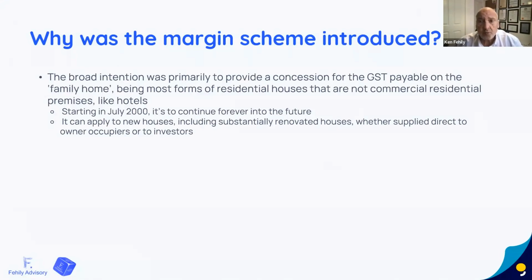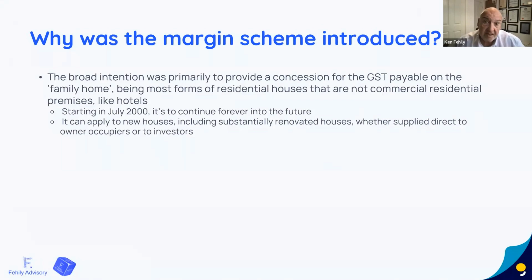The broad intention was they wanted to give a concession for the GST payable on the family home, the great Australian dream. We said, why don't you just make it 5%, Mr. Treasurer, Mr. Prime Minister? Oh, no, we can't do that because we're getting rid of the old sales tax that had multiple rates. We have to come up with a better reason. So we came up with the margin scheme. It seemed like a good idea at the time. The real reason was so that the family home would be taxed at an amount less than the full 10%.